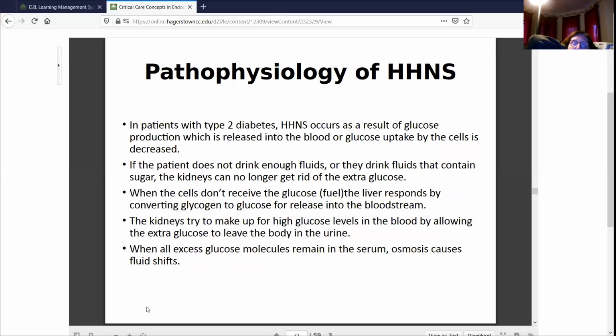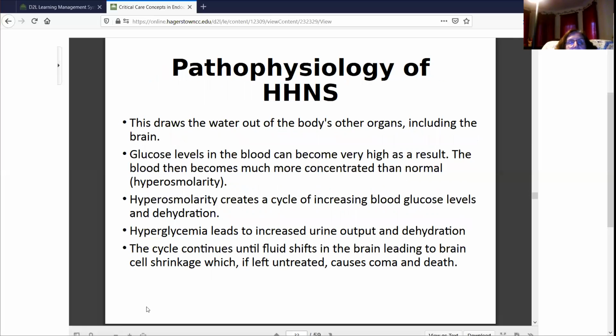When excess glucose molecules remain in the serum, osmosis causes fluid shifts. Okay. This draws the water out of the body's other organs, including the brain. The glucose levels in the blood can be very high as a result. The blood then becomes much more concentrated than normal. They have hyperosmolarity. Hyperosmolarity creates a cycle of increasing blood glucose levels and dehydration.